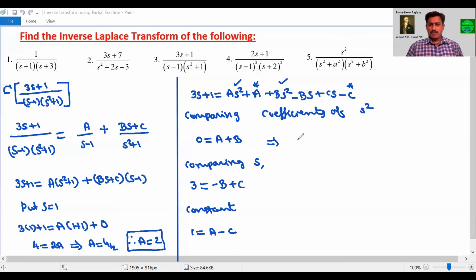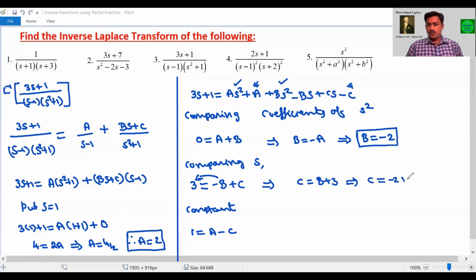From that first equation we will have b equal to minus a. We already know the value of a, therefore substituting that here, a value is 2, therefore we get minus 2 as the value of b. From this we can write that c equal to b plus 3. We know the value of b, that is minus 2 plus 3, which implies c equal to 1. Now we found all the values.